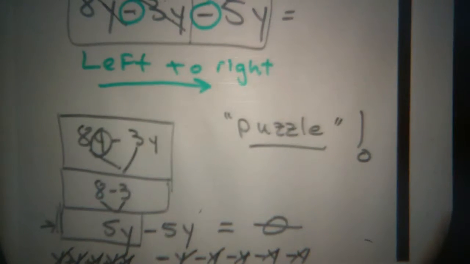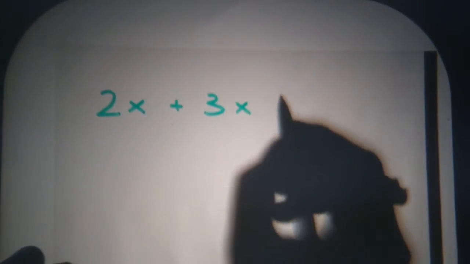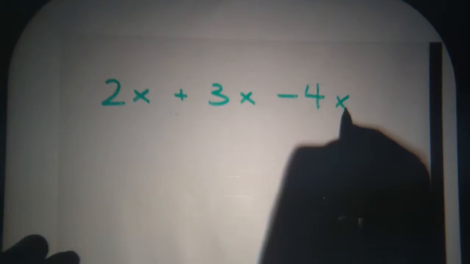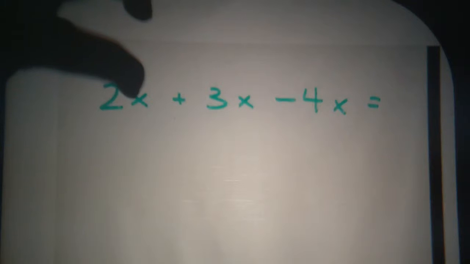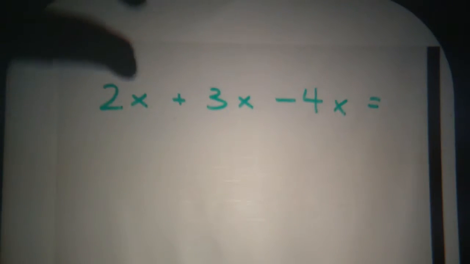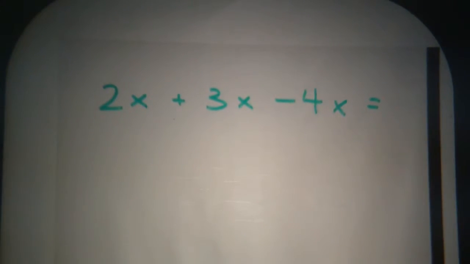Alright, what if I had addition and subtraction in here both at the same time? Let's look at that. So if I have 2x plus 3x minus 4x. Alright, again, I'm not solving for x. So I don't have to isolate the x. All I'm doing is simplifying. I'm just making it simpler.